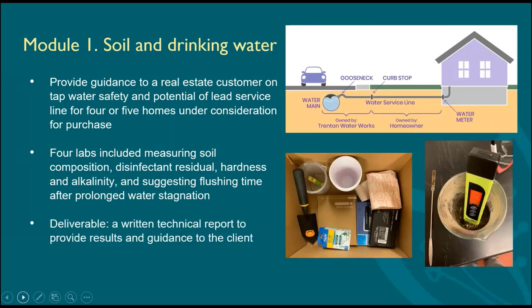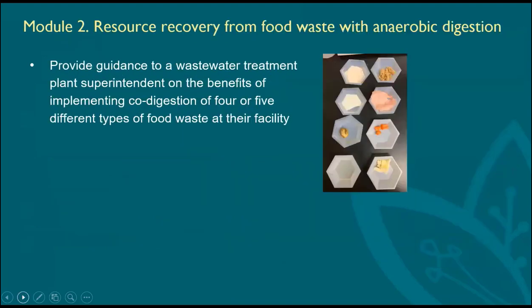For the fourth lab session, we measured alkalinity and hardness in water. So that was kind of challenging as well, because some students might have surface water and others would have groundwater. So the properties are very different, and we had to adapt the experiments to each scenario. The final deliverable was a report in which they would present the findings to Mrs. Sarah Customer, so she can make an informed decision on which house she would purchase. For the second module, we had the resource recovery from food waste with anaerobic digestion.